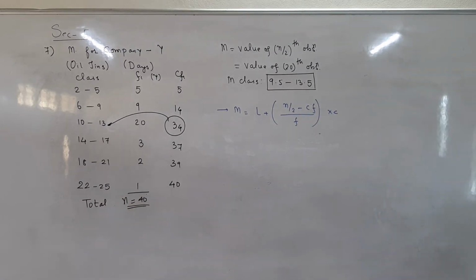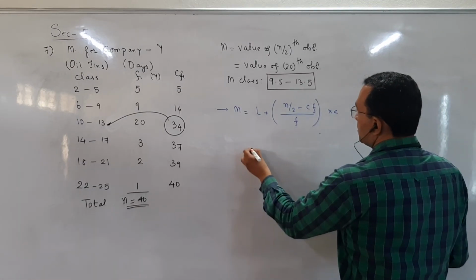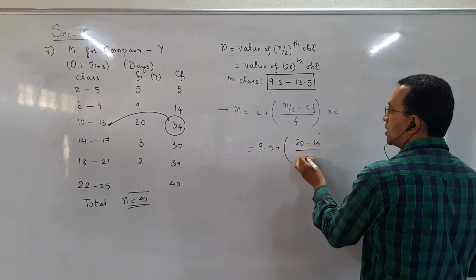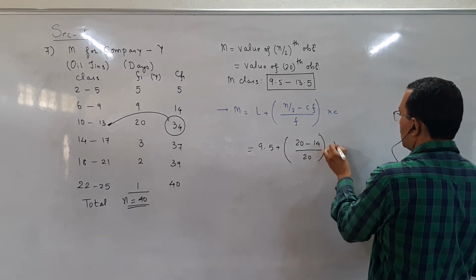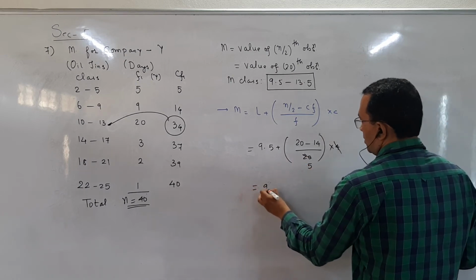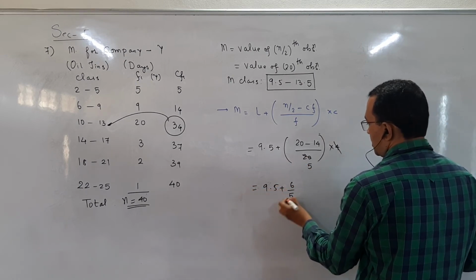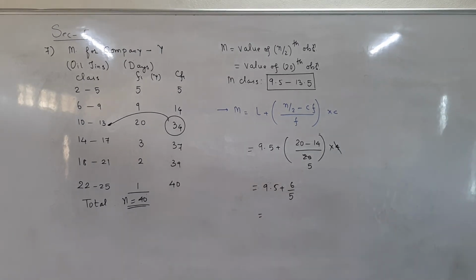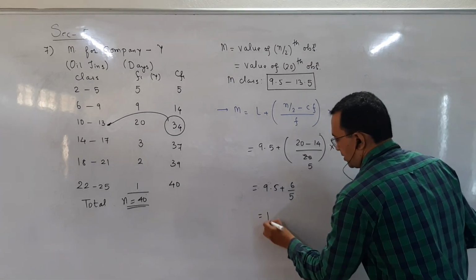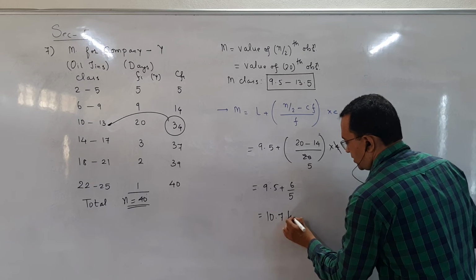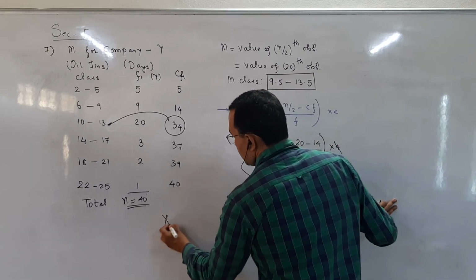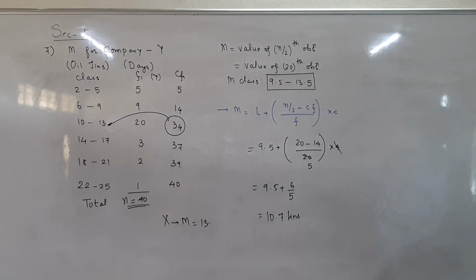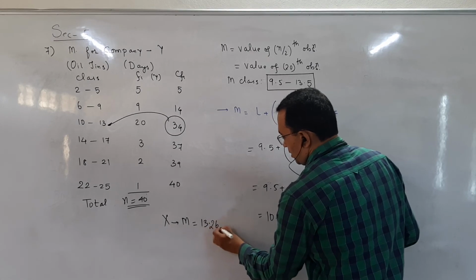Now students, substituting the values, we will get 9.5 plus 20 minus 14 upon 20 into 4. 4 5s are 20, so 9.5 plus 6 upon 5. So this will be 9.5 plus 1.2, which is 10.7. For company Y the median is 10.7, while for company X the median was 13.26.